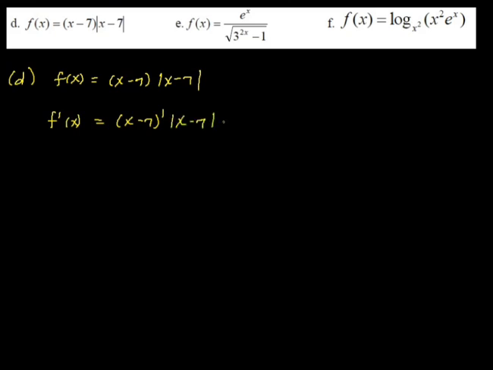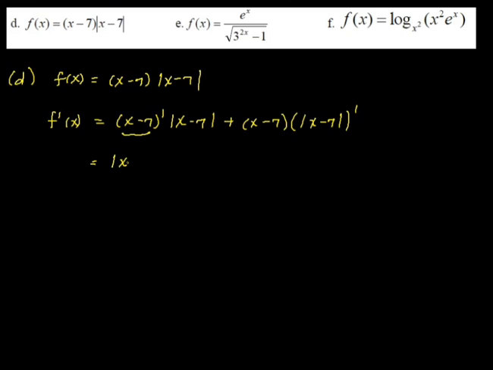And for part D, the function is f of x equals (x minus 7) times the absolute value of x minus 7. So for its derivative we will apply the product rule. The derivative becomes the derivative of (x minus 7) times the absolute value of x minus 7, plus (x minus 7) times the derivative of the absolute value of x minus 7. So the derivative of the first part is 1.